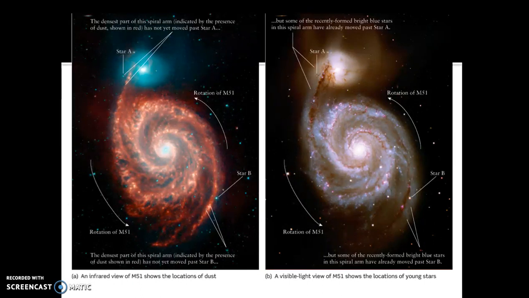Our galaxy is rotating. This is an image of M51, and what we see from this galaxy is that the spiral arms are rotating around that central bulge. Our Milky Way galaxy is moving in a similar fashion to M51.